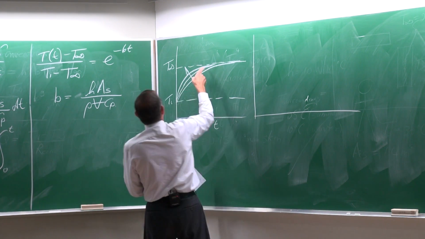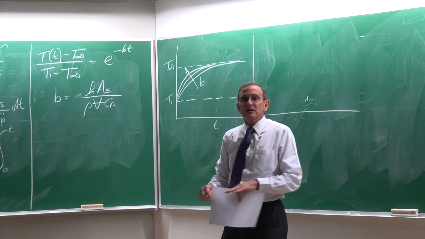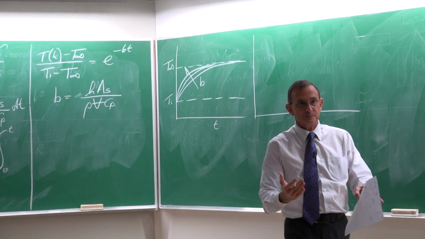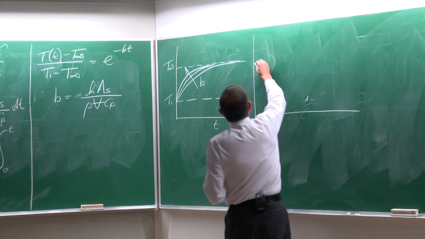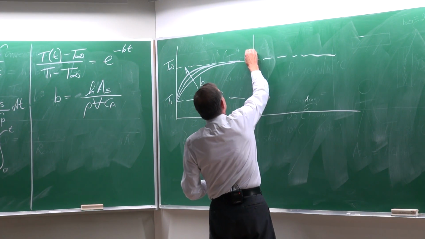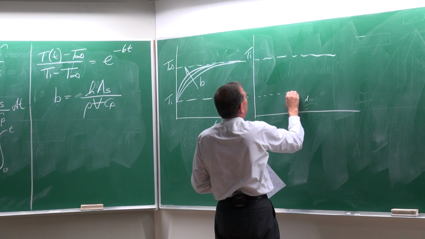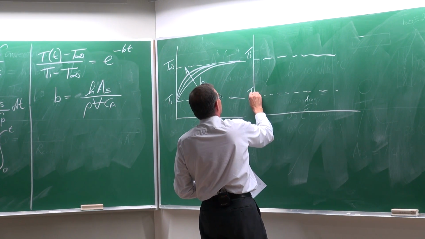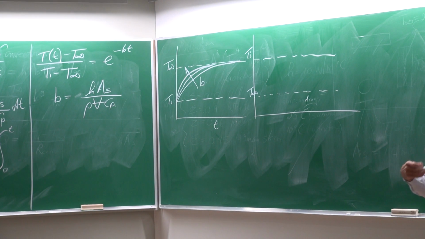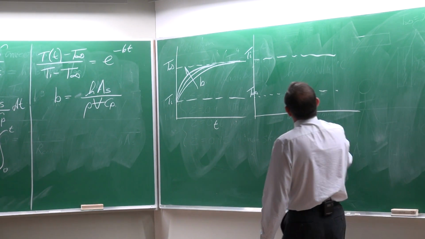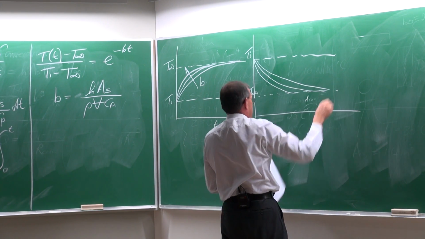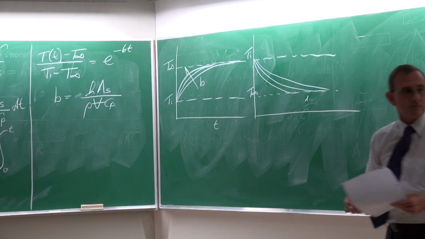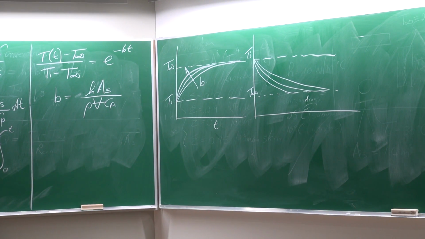Now, depending on the value of B, there might be different solutions like that. So if B increases, then it will reach the final temperature quicker. That is one possible scenario. And the other scenario would be where that is the initial temperature and that is the temperature of the environment, and the initial temperature is higher than that of the environment, and the solution is going to do something like this. Do you agree with that?